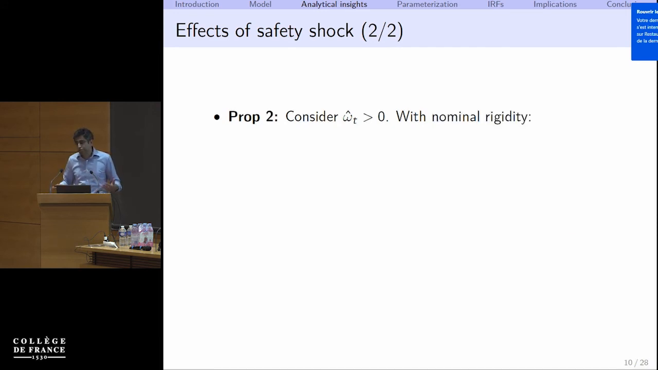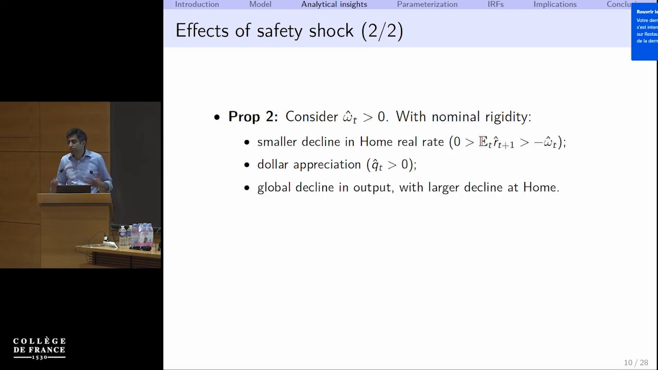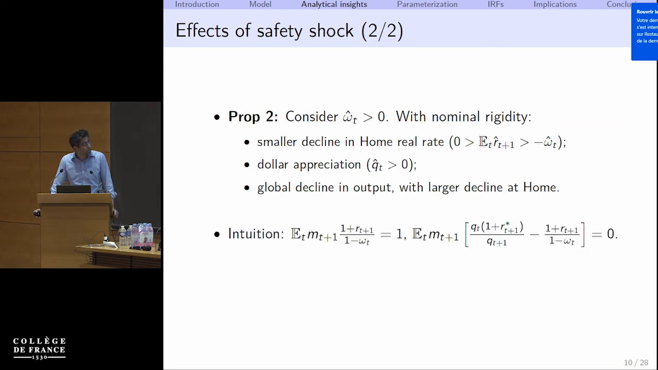Now consider the same shock, but add nominal rigidity. So let's isolate the role of that friction in this environment. In the presence of nominal rigidity, let me first walk you through what happens, and then I'll explain the intuition. With nominal rigidity, there's a smaller decline in the real interest rate than would be the case absent nominal frictions. The dollar appreciates on impact, both in nominal and real terms, and there's a global decline in output, particularly so in the US. What's the intuition?